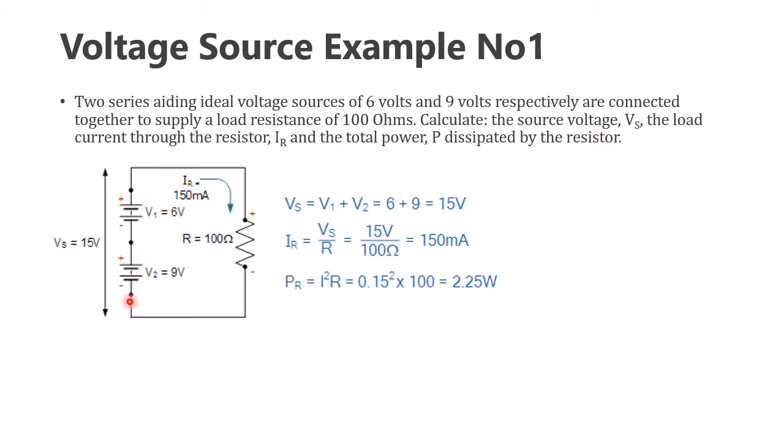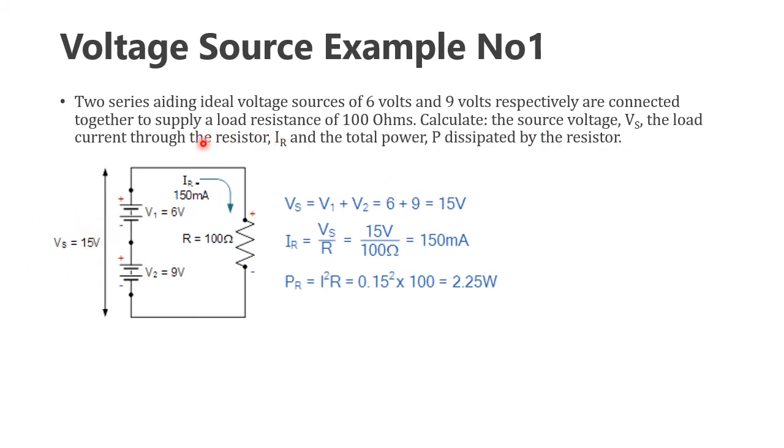Here in between these two terminals, we have to add these two values, because this positive terminal is connected with the other battery's negative terminal, so here is the positive and here is the negative. So we have to consider the addition. The Vs will be equal to V1 plus V2. Here V1 is 6 volts, V2 is 9 volts. So that will be equal to 15 volts. So the Vs we have found as 15 volts.